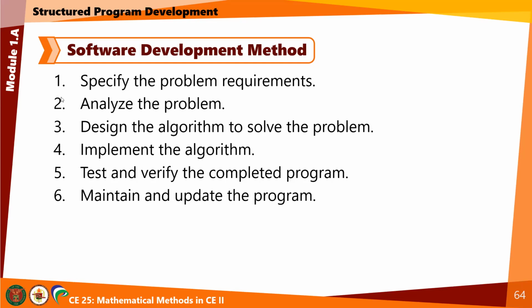So analyze the problem. How do you compute a GWA? So what is needed is the GWA, and design an algorithm to solve the problem. First, you have to get all the grades in every subject. Then get the units, and then multiply the grade by the units, and then add all the products of the units and the grade, and then divide everything by the total number of units. And then you get the GWA that you want.